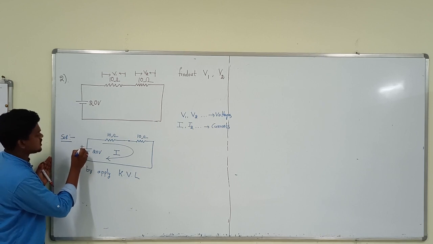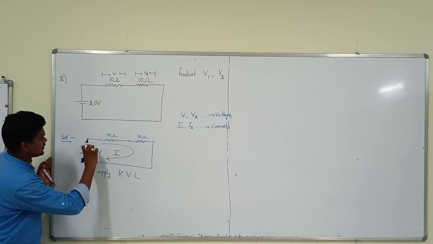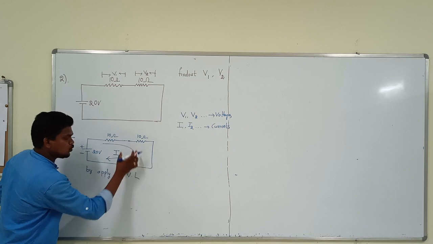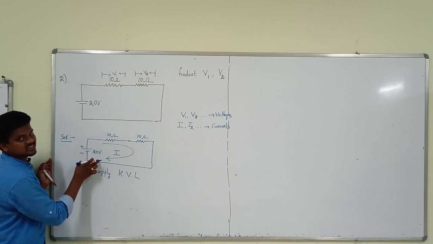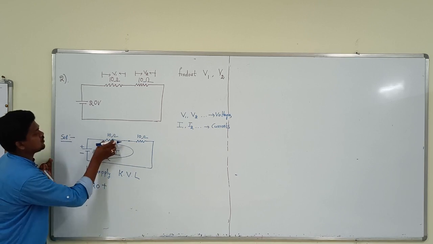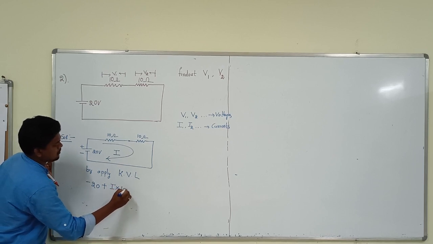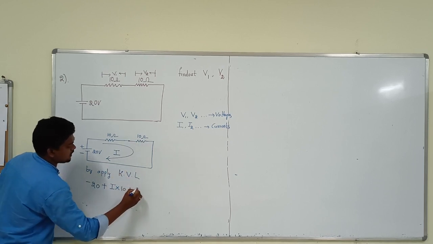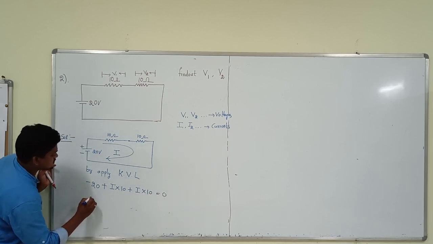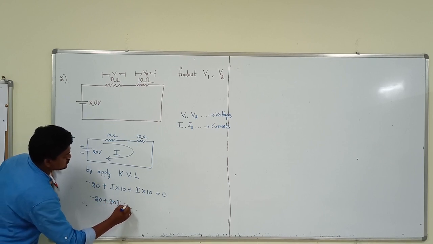So the source always has minus first, and the elements have plus. That's why the voltage across this point, this point, and this point in a loop will be 0. That's why the voltage across the source is minus 20, plus the voltage across this point is I into 10 ohms, plus the voltage across this point I into 10 ohms. So if we solve this, it is minus 20 plus 20I equals 0.